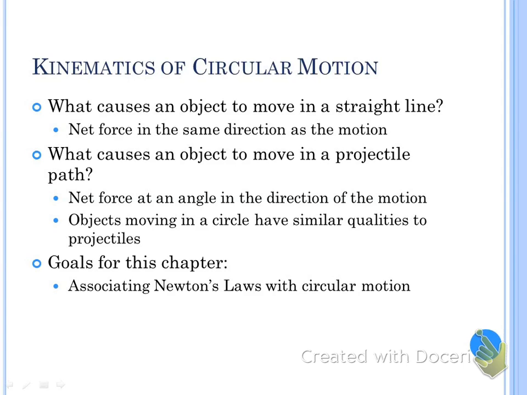So when we're looking at goals for this chapter, we're going to talk about Newton's laws and how they associate with circular motion. We're going to look at velocity, centripetal acceleration of these objects, all that kind of stuff. So we're going to be able to connect Newton's second law with our different types of circular motion, velocity, acceleration, and the net force.